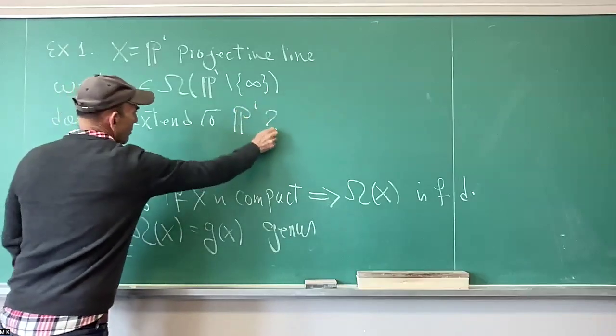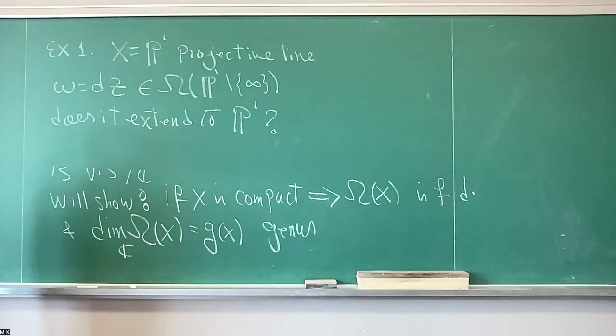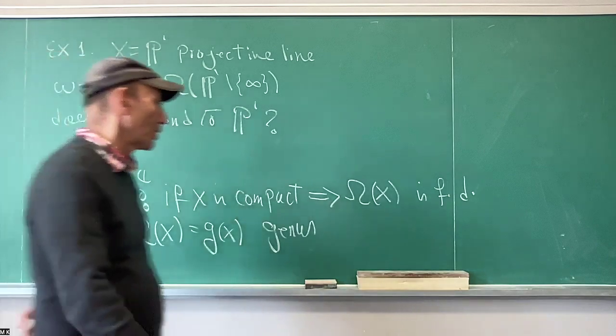What about P1? Well, you don't know, but to address this question, we can just pick a coordinate at infinity and see the behavior of this one form as we go back to near zero, and see if we can extend it over there or not.